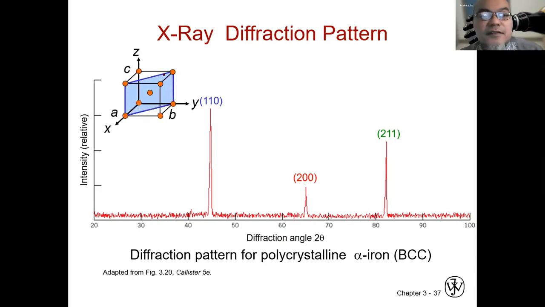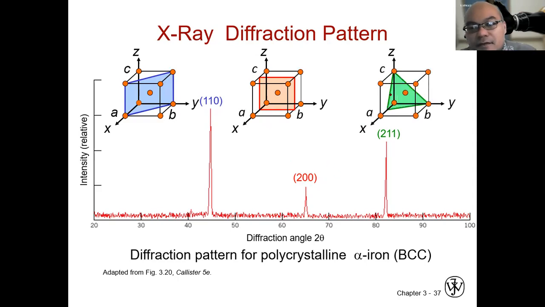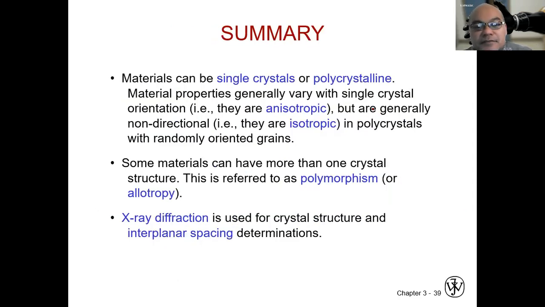So this is 110, remember? 200 means every single unit cell repeats itself twice on the x-axis. This is 211. Okay, I think the summary is similar to the previous slide.